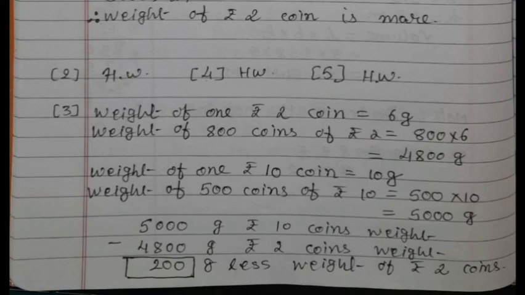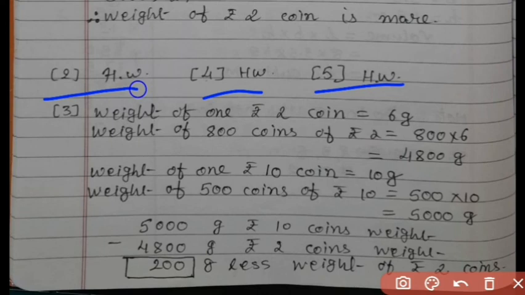Fine children. The next ones, 4 and 5, are both your homework. One more, 2, is also there. So 2, 4 and 5 are your homework.